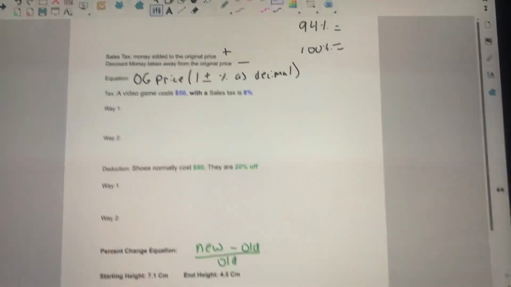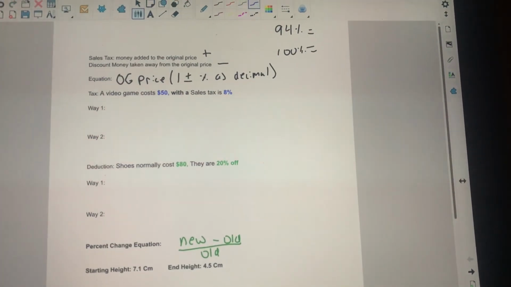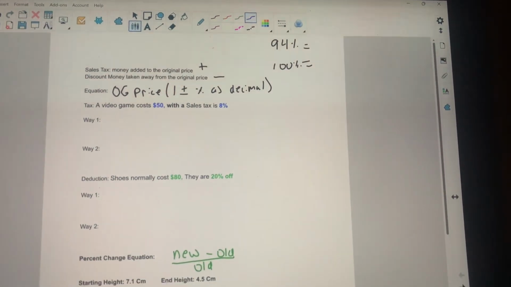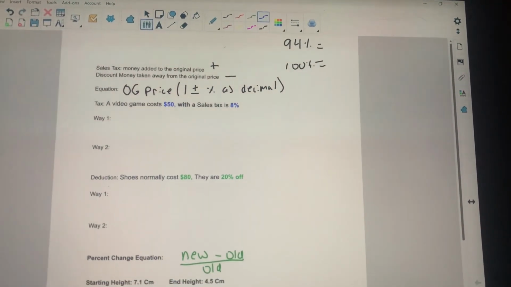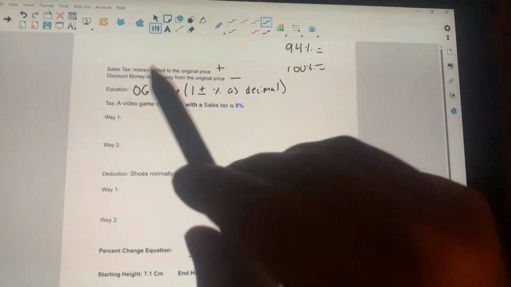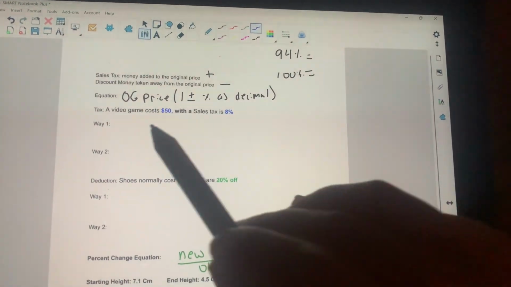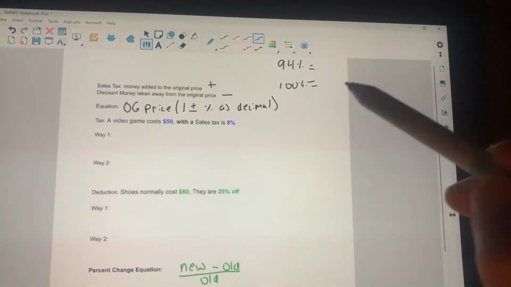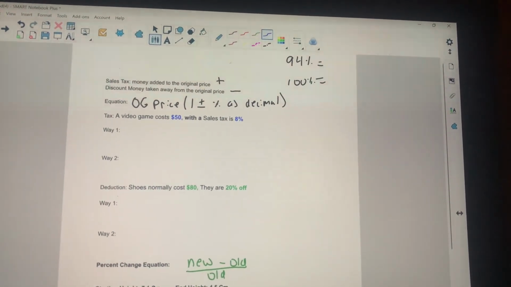All right, so in this video, we're going to start talking about sales taxes, deductions, and then percents, because percents go along with everything that we're doing in this video. So to start us off, a sales tax is when money is added to the original price. So it's our original price plus the tax itself. A deduction is when money is taken away from the original price. So the original price minus the sale.